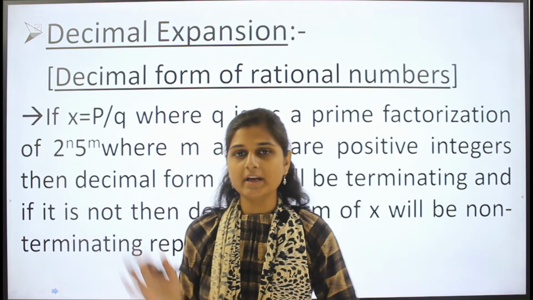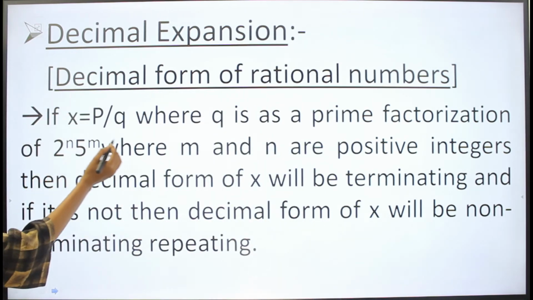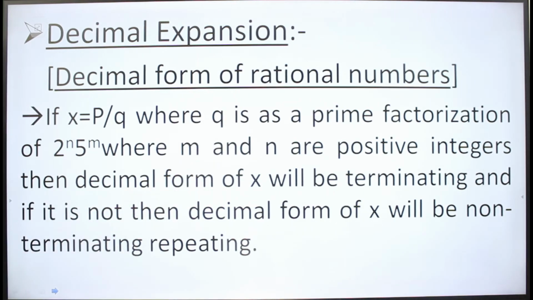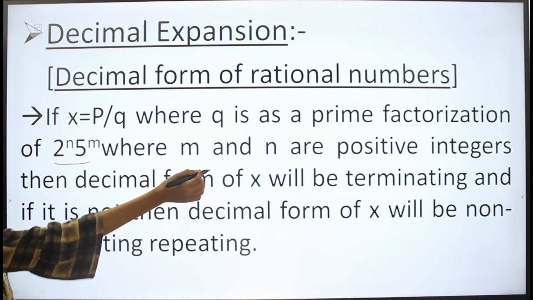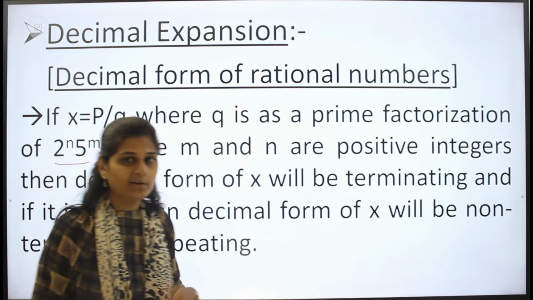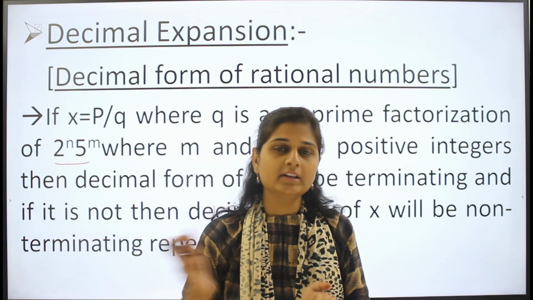Okay, so here we have written the statement, as you can see, that if x is equal to p by q, where q has the prime factorization of 2 raised to n, 5 raised to m, where m and n are positive integers, then the decimal form of x will be terminating, and if it is not, then the decimal form of x will be non-terminating. Okay, are you able to understand? If not, then we will explain in easy language.